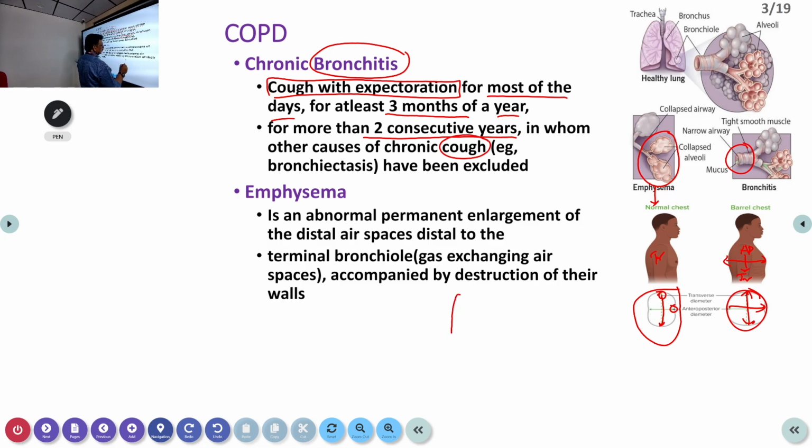Barreling of the chest is mainly due to the emphysematous transformation. This is a normal chest, with a lot of alveoli. This is a barrel chest. The alveoli expand because of dilatation of the alveoli, so there is expansion of the chest in AP diameter.